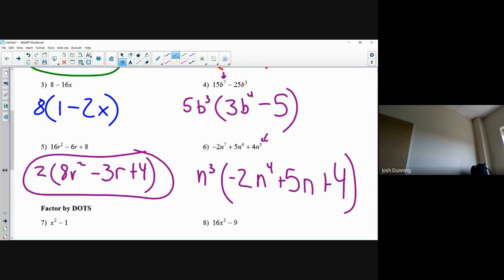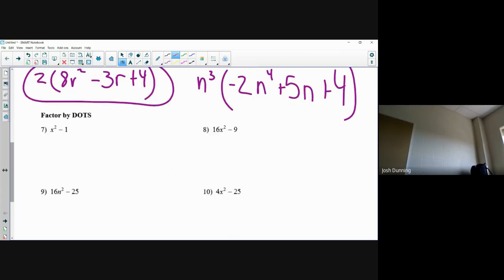Now, excuse me, sorry about that. The next type of factoring, dots. The difference of 2 squares.